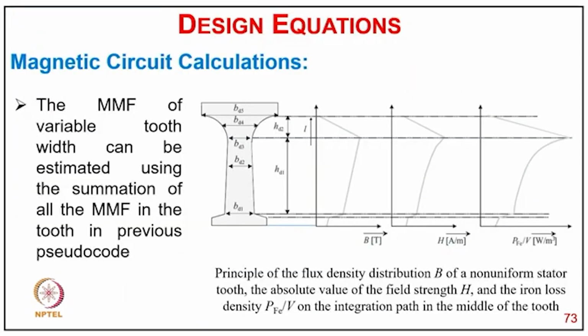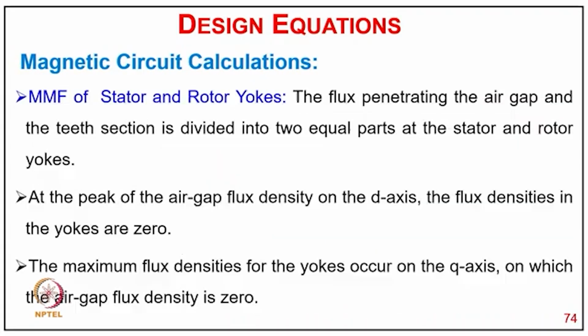Now coming to the MF for variable tooth width, it can be estimated using the summation of all the MF in the tooth, as the pseudocode given in an earlier slide. For the principle of flux density distribution of non-uniform stator teeth, we take the absolute value of the field strength H and the iron loss density PF upon V on the integration path of the middle of the teeth. These are the material properties which we get from the dimensions and the type of material we are using in the teeth as well as in the different parts of the stator and rotor.